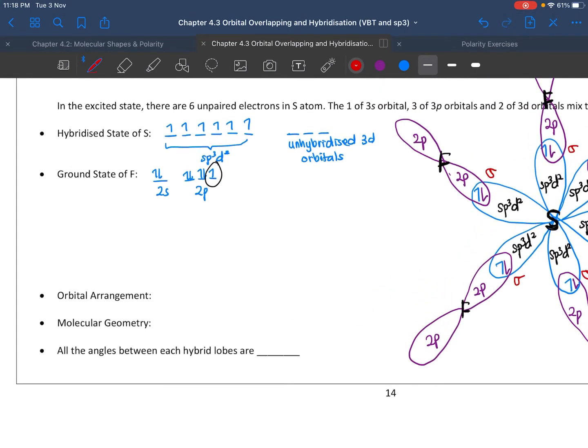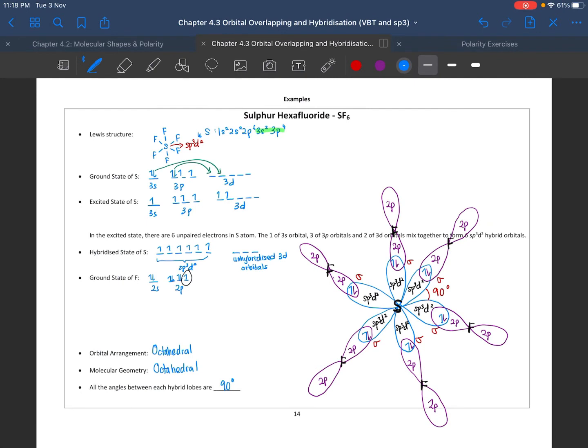Okay. And then kita kena isi yang bawah ni. So orbital arrangement for SF6. So sulfur Sp3 D2, that means the orbital arrangement adalah octahedral. And then dekat sulfur no lone pair. So the molecular geometry also octahedral. All the angle between each hybrid lobes are 90 degree. Okay. So settle. That is for SF6.